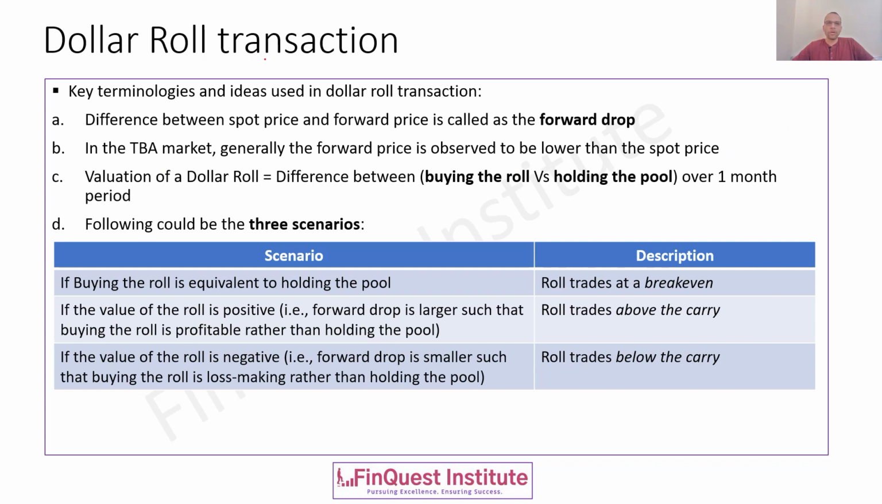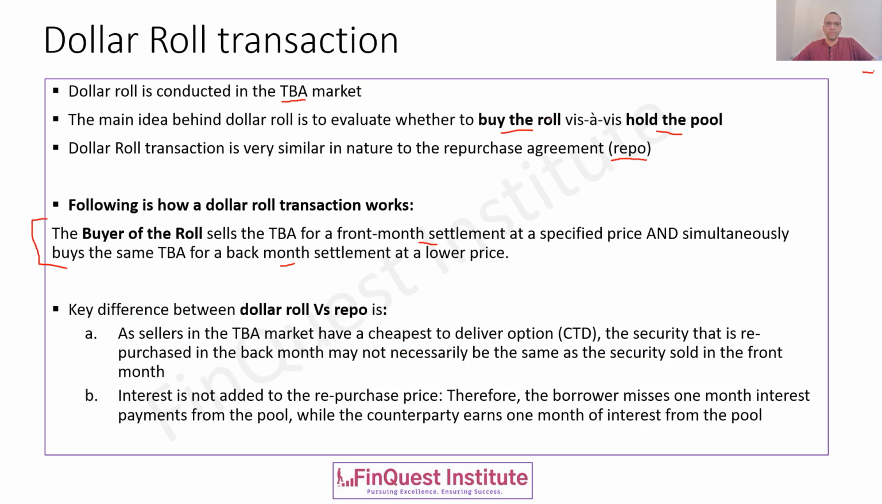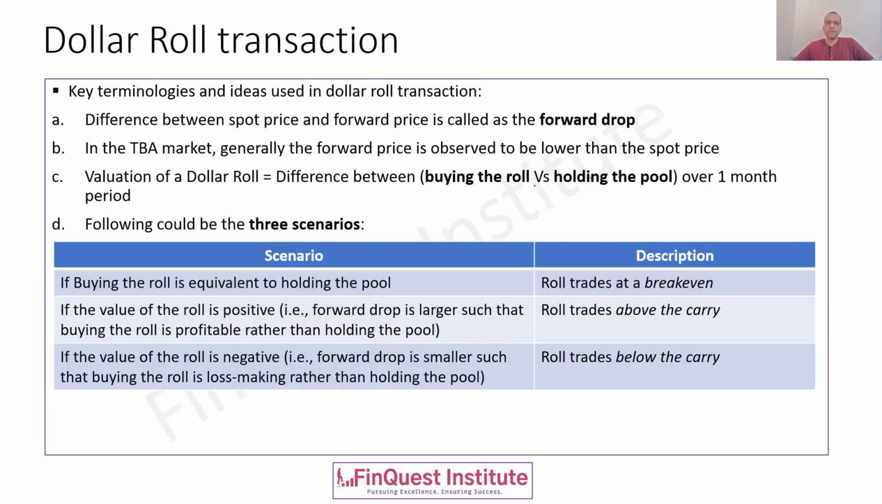Now, how do you value a dollar roll transaction? This is essentially the difference between buying the roll and holding the pool. If you recollect, in the last slide we discussed these two ideas exactly. We said we need to evaluate whether it is profitable to buy the roll or whether it is profitable to hold the pool. We need to figure out which one is profitable, and we make that transaction. Now we need to figure out the difference between the two. There is a specific approach used to calculate this difference. We need to value both sides, buying the roll as well as holding the pool, and evaluate the result. There can be three scenarios in a dollar roll.